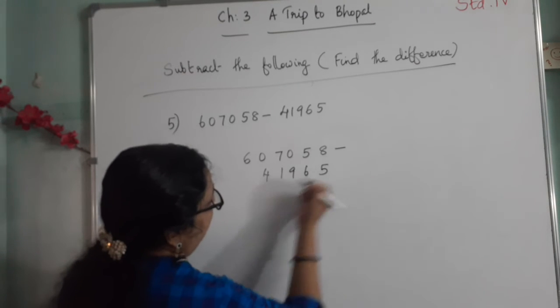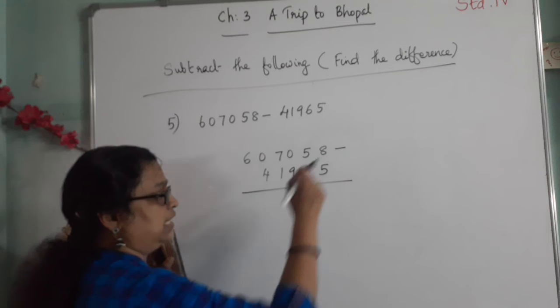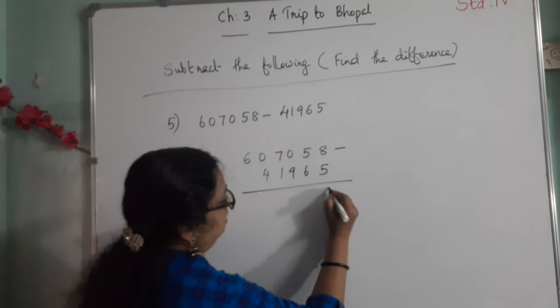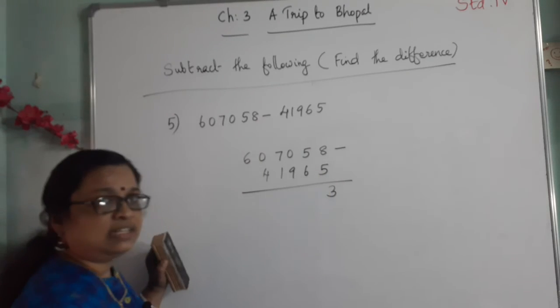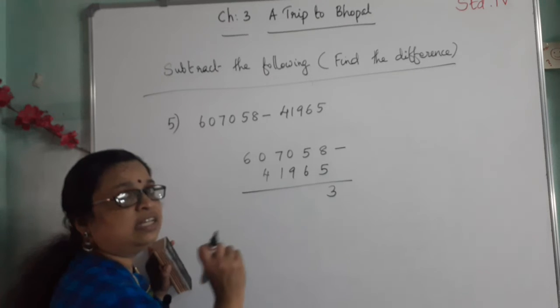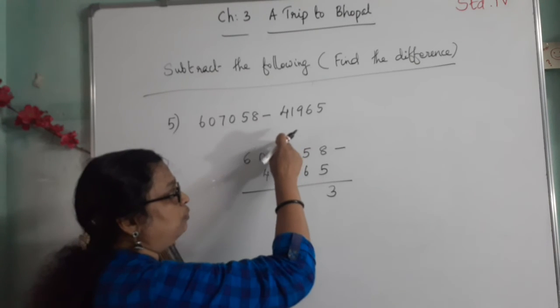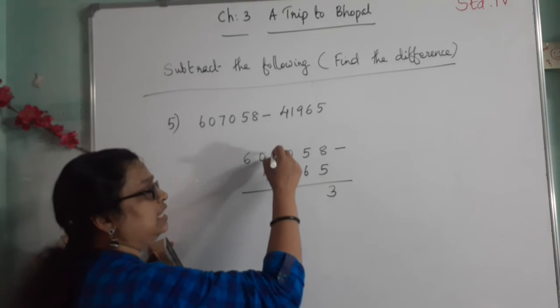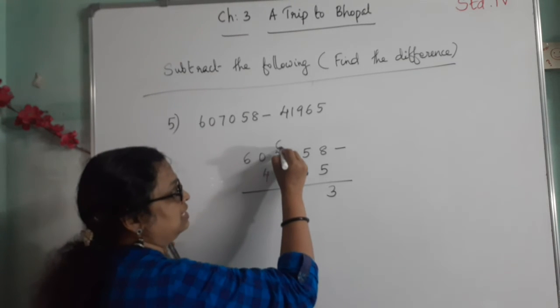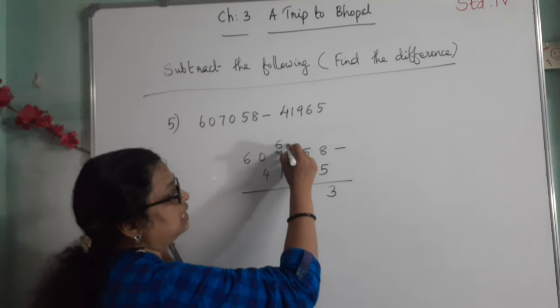Here we write 607058 minus 41965 and subtract. 8 minus 5. 5 after 6, 7, 8. That is 3. 5 minus 6 is not possible. So we borrow from here. Here nothing is there, 0. So again we borrow from 7. Here 7 is there. This 7 cut. And what do you write? 7 minus 1, that is 6. This 0 becomes 10.